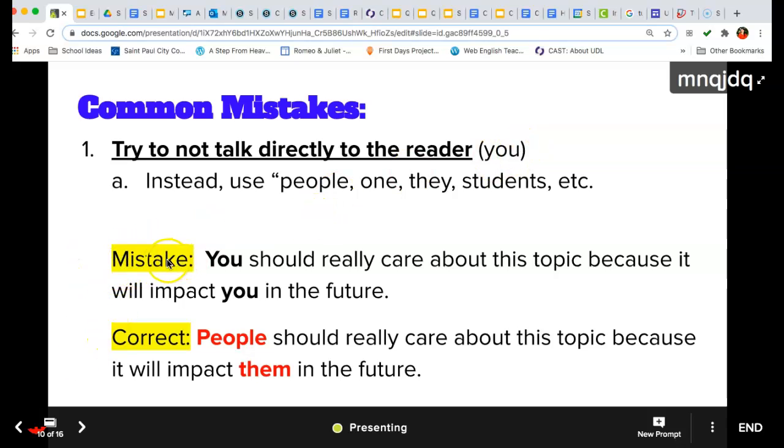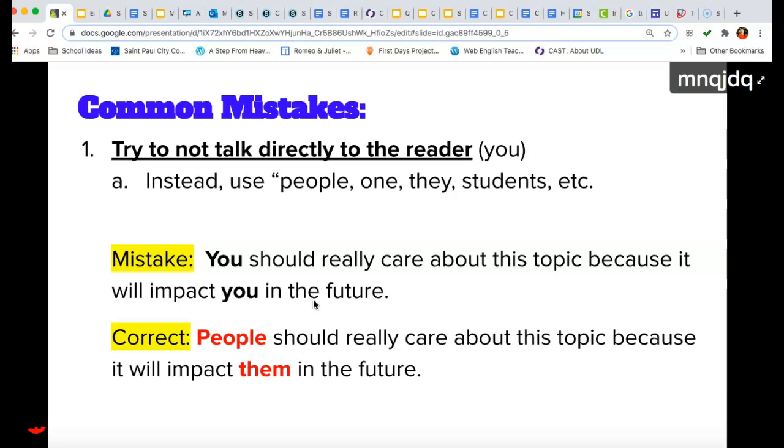So a lot of people, if you use the word you might have used it like this. You might have said something like, you should really care about this topic because it will impact you in the future. This is a more informal way of writing. It sounds more conversational. You're talking to your reader, and in formal writing, we don't want to do that.